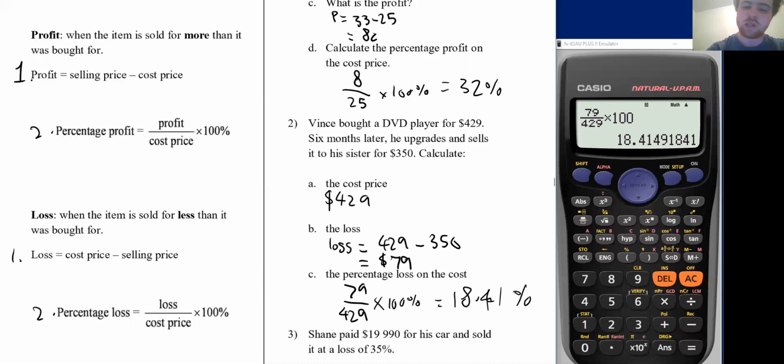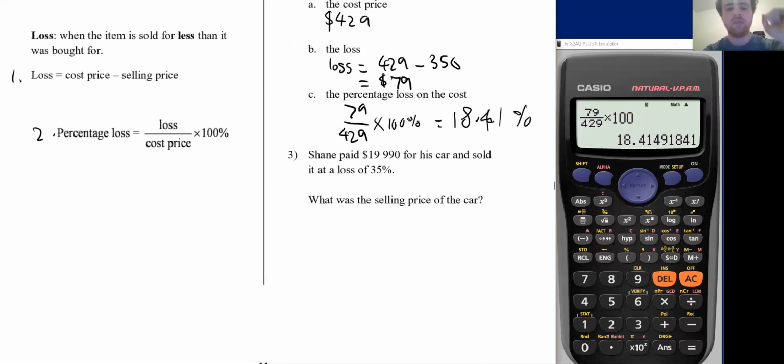All right, last question's a little bit different. Shane paid $19,999 for his car and sold it at a loss of 35%. What is the selling price of this car? Now, this question is a bit different. We're already given a percentage loss, so we're not trying to calculate a percentage loss. We're now going backwards and we're trying to find what the selling price of the car is.